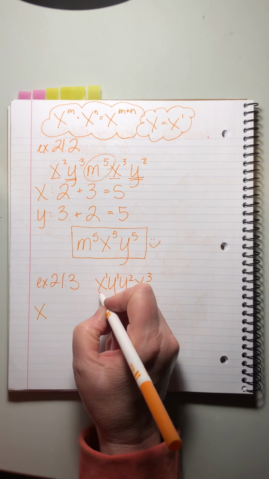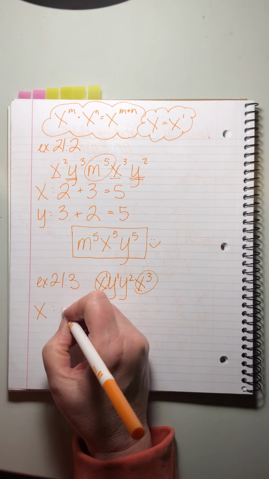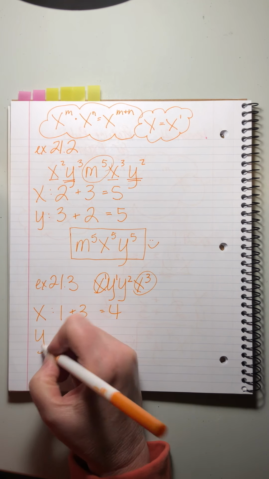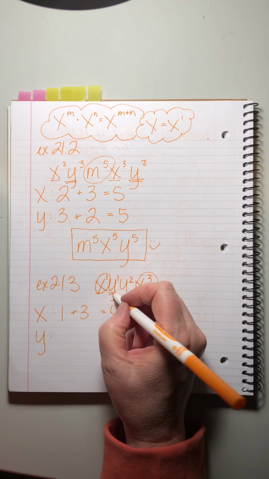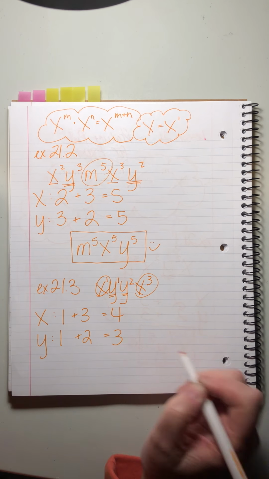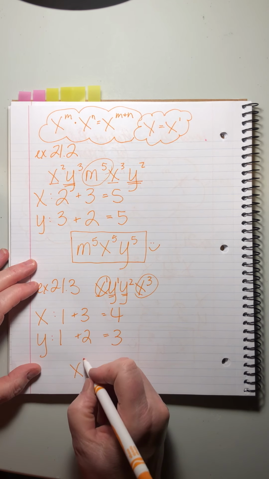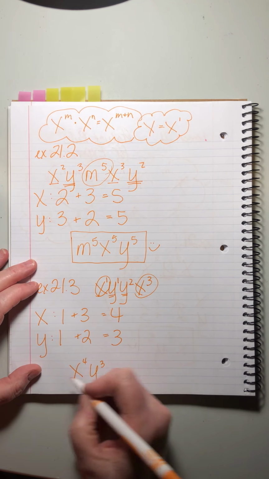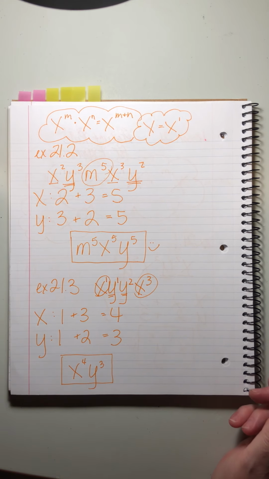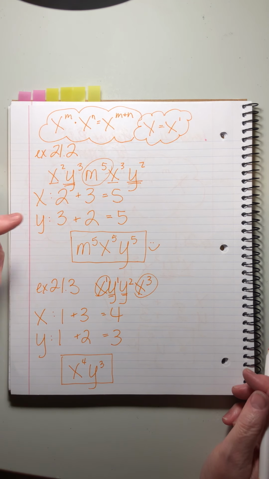X, let's see, I'll circle this time. There's x to the first power, x to the third power. So it's 1 plus 3 equals 4. And then our y base has a 1 and a 2. And our final answer is x to the 4th, y to the 3rd. I like these alphabetical.